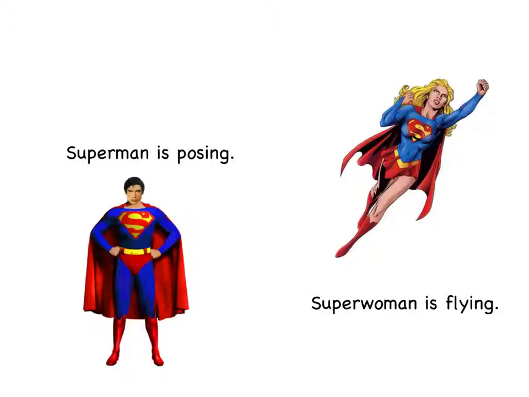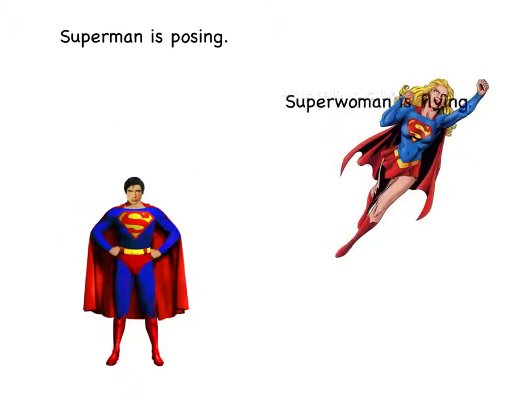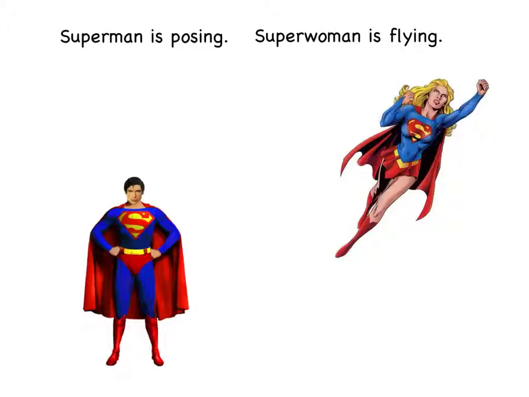Here we have two sentences that are about superheroes. One is about Superman. Superman is posing. One is about Superwoman. Superwoman is flying. Because the two sentences have something in common, we can again join them together using a semicolon. In this instance, we can keep the capital letter on Superwoman because Superwoman is a name.